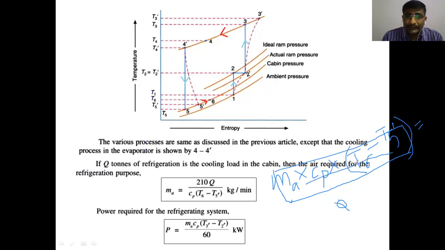So this equation must be equal to the Q. Q is in tons of refrigeration, say 2 tons of refrigeration. If it is multiplied by 210, then we get kilojoules per minute. So from this equation, MA can be written as 210 Q divided by Cp (T6 − T5') kg per minute. This is the amount of air which will enter the cabin every minute.